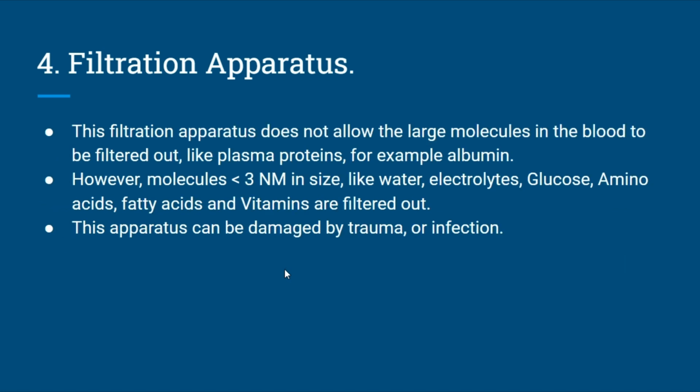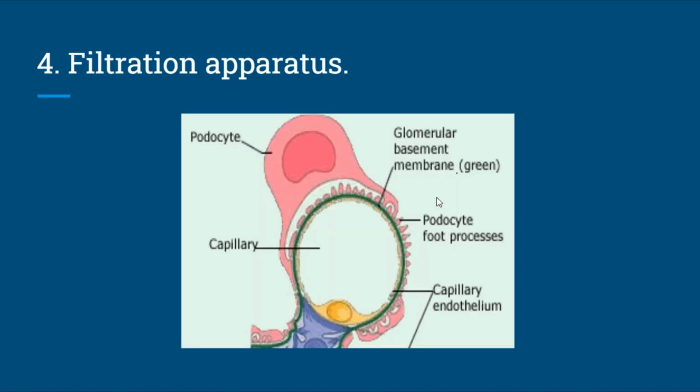So this filtration apparatus does not allow the large molecules in the blood to be filtered out. The blood cells themselves do not leave unless there is a trauma or another pathology present. The blood cells do not leave the capillary. And plasma proteins like albumin are not allowed to pass through the membrane. However, molecules less than 3 nanometers in size, like water, electrolytes, glucose, amino acids, fatty acids, and vitamins, are filtered out. And this apparatus can be damaged by trauma or infection.